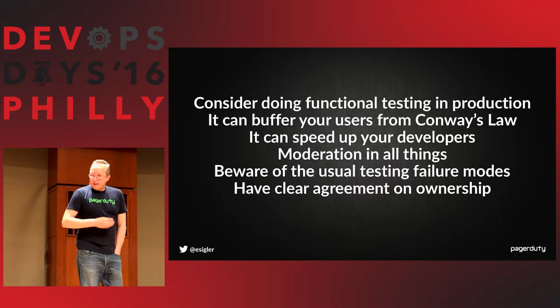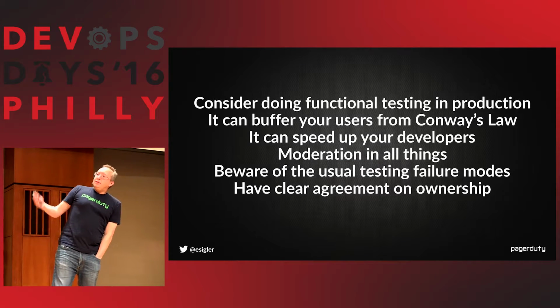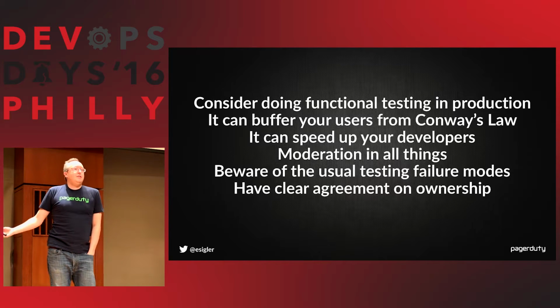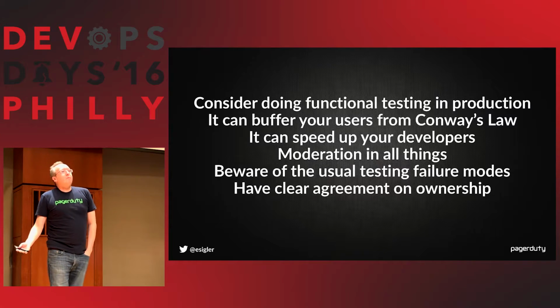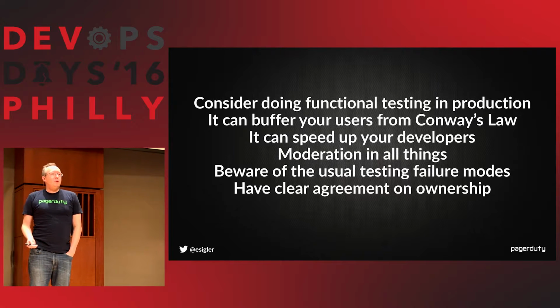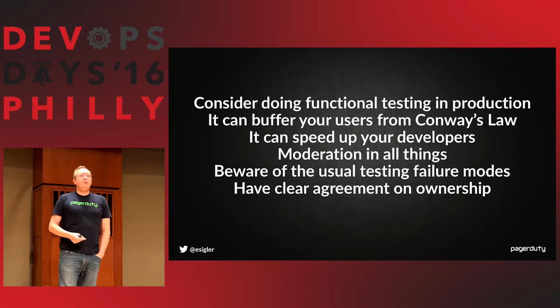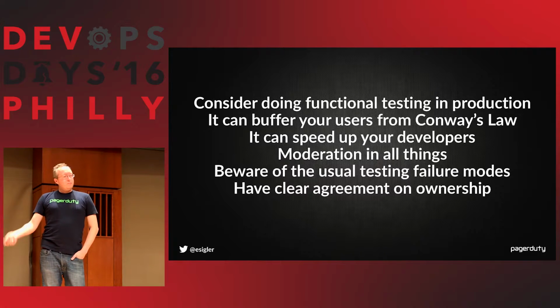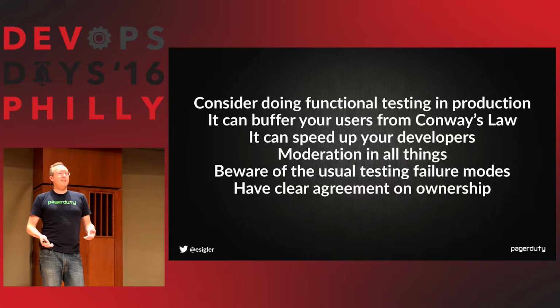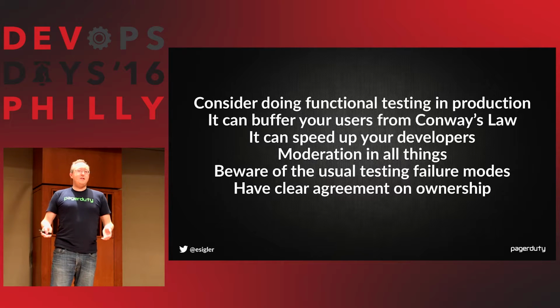So I think I'm ending a little bit early here, but to recap, consider doing functional testing in your production environment. It can buffer your users from Conway's Law. It's really valuable for getting visibility and understanding whether your production environment is doing what you think it's doing. It can speed up your developers by enabling each team or group of people to work on their own functionality with the confidence that even if they break something, they'll find out pretty quickly. Moderation in all things.